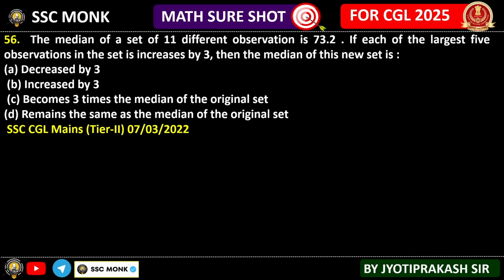The median of a set of 11 different observations is 73.2. Each of the largest 5 observations in the set is increased by 3. The median of this new set is what?